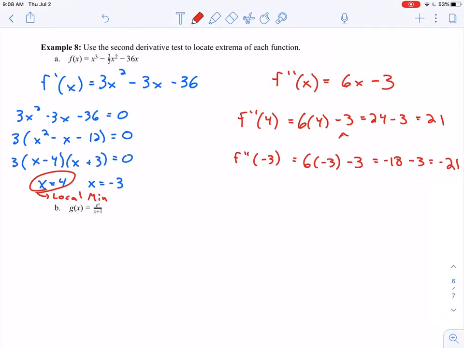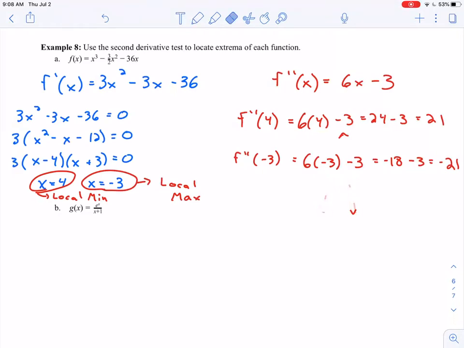So here again we're talking about the second derivative. The second derivative is negative. We're talking about the graph which is concave down. So at this point right here, do I have a maximum or do I have a minimum? That sure looks like a local maximum to me. So at x equals negative 3, this is a local maximum.